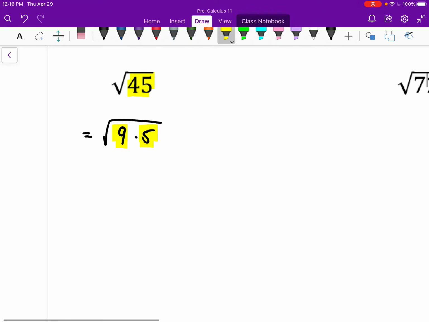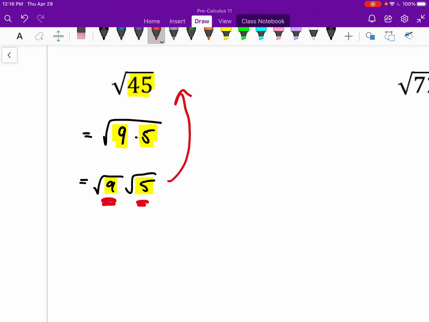And the key idea is I can then break this up into root 9 times root 5. And these are all equivalent. And if you go this way, again, if I'm multiplying 2 of the same type of radical, I can put them into a single radical. So the square root of 9 times the square root of 5 is the same as the square root of 45, and vice versa. That's it. The whole point of doing this is that 9 is a perfect square, so I can rewrite that as just 3 times the square root of 5.